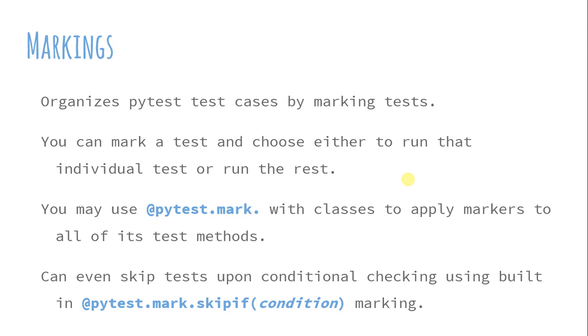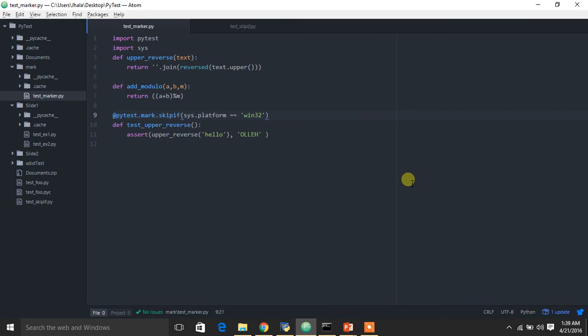Pytest also allows us to skip the test upon conditional checking using the built-in pytest skipif marking. Let's see how this works. So I have written a test and I've given it a marker to skip if the system platform is Win32, basically Windows. So as I'm operating this on Windows platform, this should skip this test. I also need to provide an argument which is a reason why this test was skipped. So let's just write something.